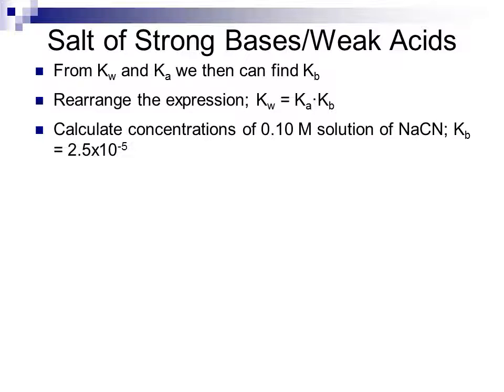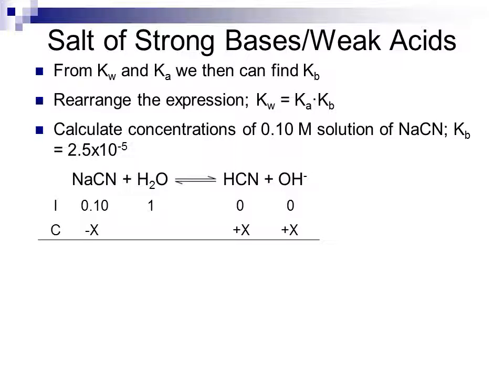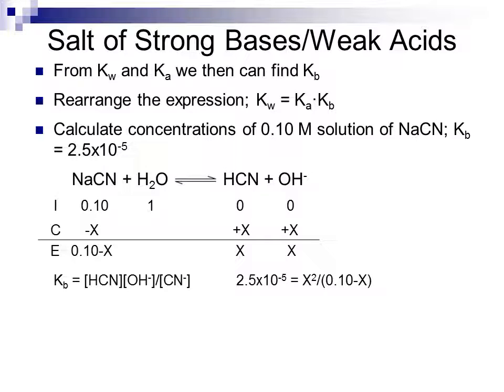So if I want to calculate the pH of a 0.1 molar solution of sodium cyanide, the Kb value is 2.5 times 10 to the minus 5. Sodium cyanide reacts to make cyanic acid and hydroxide. Initial concentration is 0.1, 0, and 0. Our change in equilibrium is minus x, plus x, plus x as before. So equilibrium concentration is 0.1 minus x, and then x and x. Plugging this into our equation, Kb of 2.5 times 10 to the minus 5 is equal to x squared divided by 0.1 minus x.